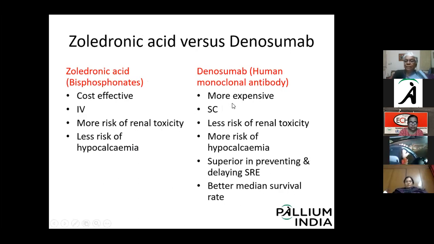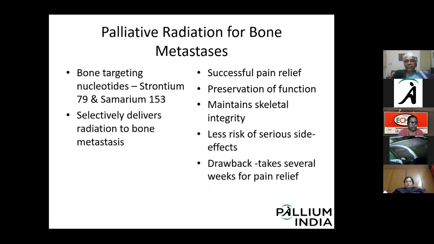But denosumab, while it's more expensive, can be given subcutaneously as well, with less risk of renal toxicity, although there is more risk of hypocalcemia. It is superior in preventing skeletal related events, and it has also got a better median survival rate. Then, of course, there is palliative radiation for bone mets.